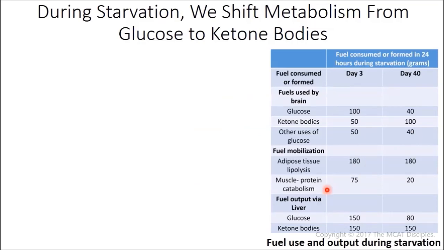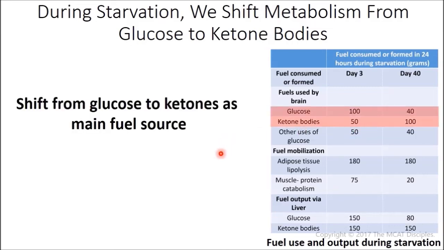And just to impress upon you about that, on day 3, the fuel used by the brain is about 100 grams of glucose per day, whereas ketone bodies are about 50 grams per day. Well, at day 40, you're using about 40 grams per day of glucose at brain and about 100 grams of ketone bodies per day by the brain. Okay? And that's pretty much it about starvation.